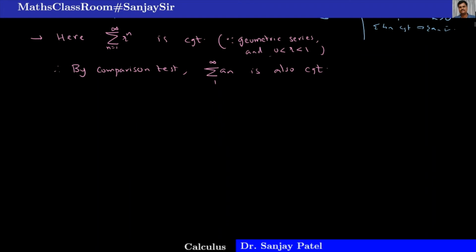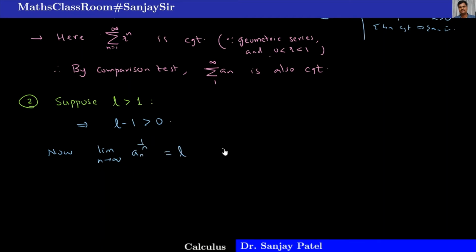So case 2, suppose L is greater than 1. Okay. What is L? L is the limit of the nth root of the sequence a_n. Now as L is greater than 1, L minus 1 is greater than 0. Now limit n tends to infinity, a_n raised to 1 upon n is equal to L. This is given to us.